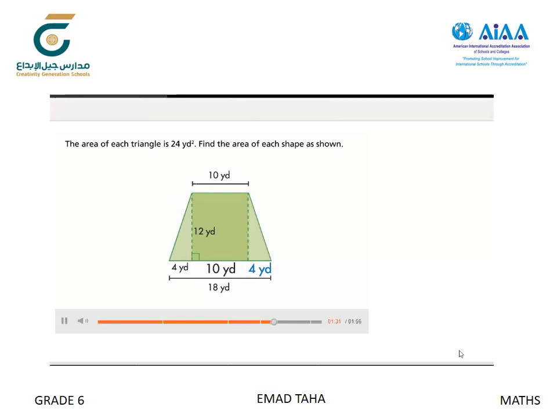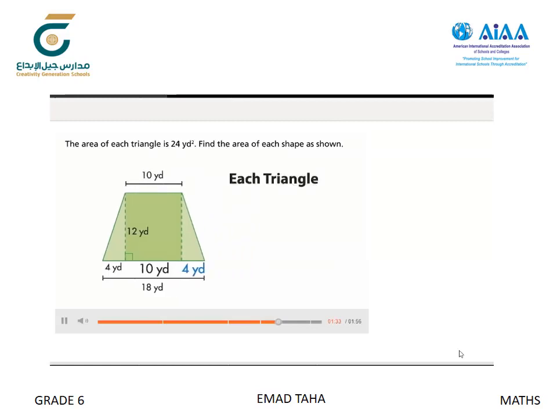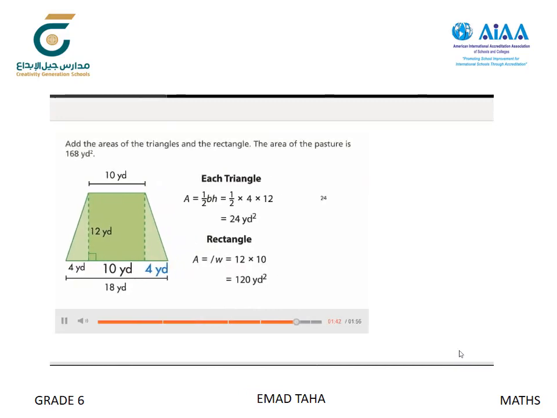Find the area of each shape as shown. Add the areas of the triangles and the rectangle. The area of the pasture is 168 square yards.